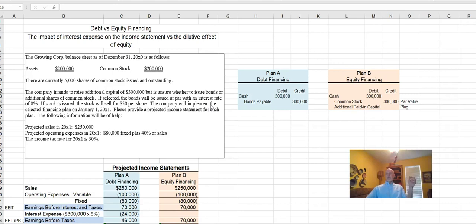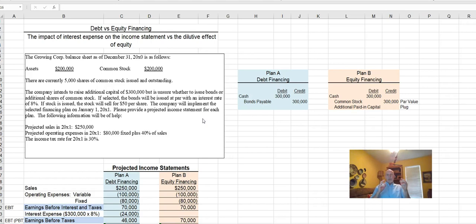If we issue the bonds, they'll be issued at par with an interest rate of 8%. And if we issue stock, then the stock will sell at $50 a share. And the company will implement the plan, whatever the financing plan, on January the 1st of 20X1. And we want to think about, how will this choice impact our income statement for the coming year? So we're just making plans for the future, and we're trying to evaluate Plan A, which is the debt financing, versus Plan B, which is the equity financing.